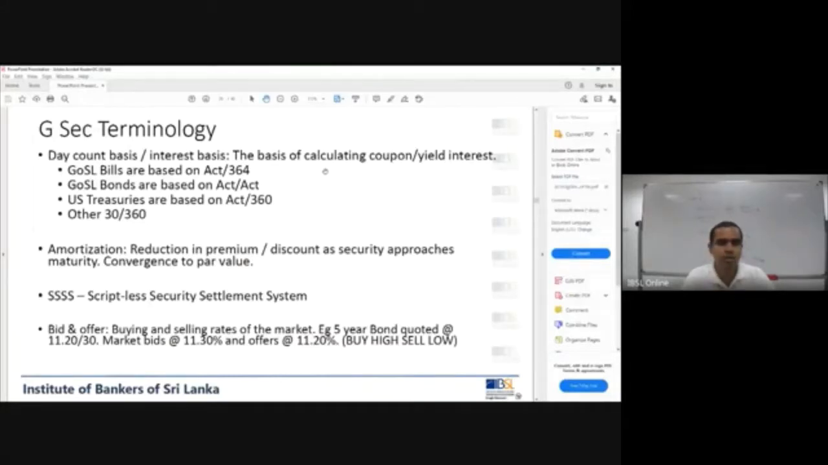Government of Sri Lanka bills are based on actual 364, right? Treasury bills on actual 364. Bonds actual. US Treasury is actual 360. So it's not 30, it is actual 360. There can also be 30/360. This is not US. Actual 360 is US.